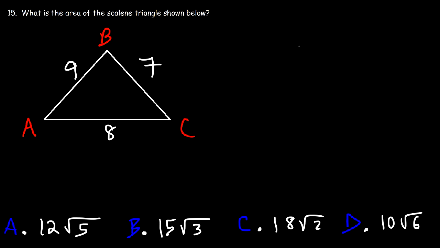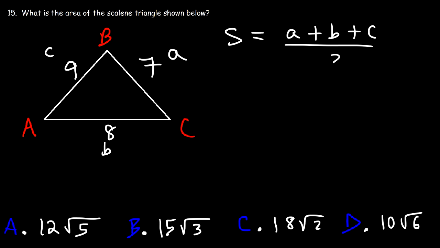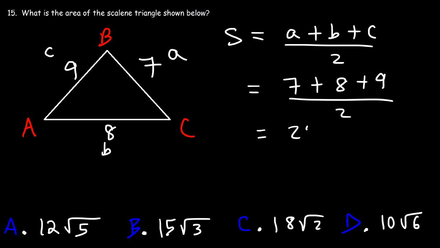So first, we need to calculate S, which is 1/2 of the perimeter. Now, lowercase a is across angle A, and side B is across angle B, and this is going to be side C. So S is going to be the perimeter A plus B plus C divided by 2. So it's half of the perimeter. A is 7, B is 8, C is 9. Now 7 plus 8 is 15. 15 plus 9 is 24. And 24 divided by 2 is 12. So S is equal to 12.